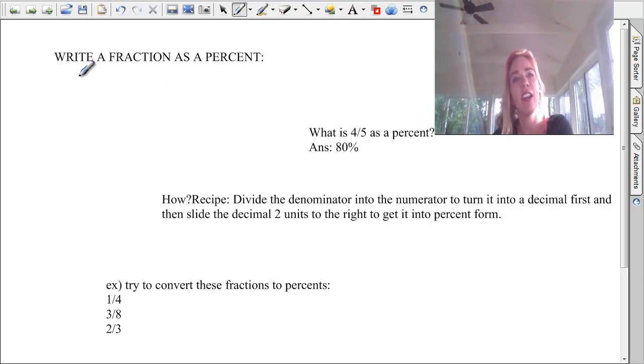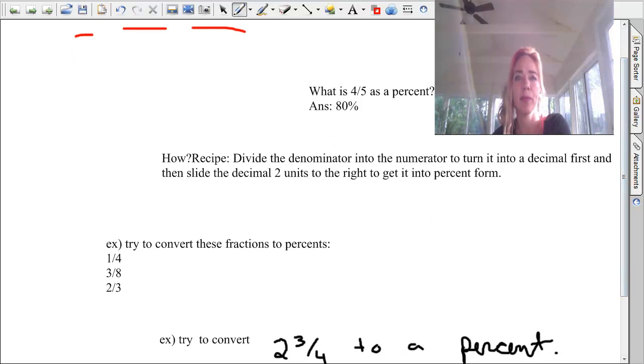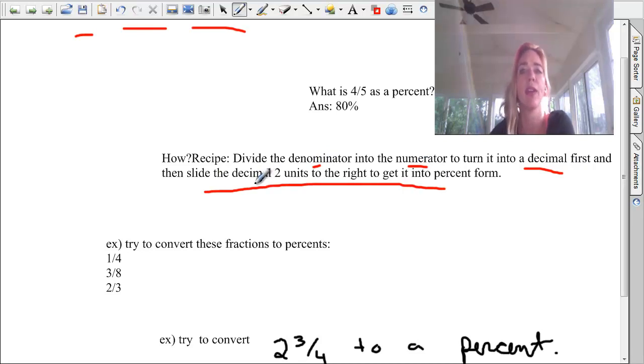Okay, on the next slide, we're going to write a fraction as a percent. And we kind of talked about this already, but it's all good practice. What is 4/5 as a percent? The answer is 80%. Some people have good intuition with this, but if you're looking for a general recipe, divide the denominator into the numerator to turn it into a decimal first, and then send it to percent form by sliding the decimal 2 units to the right.